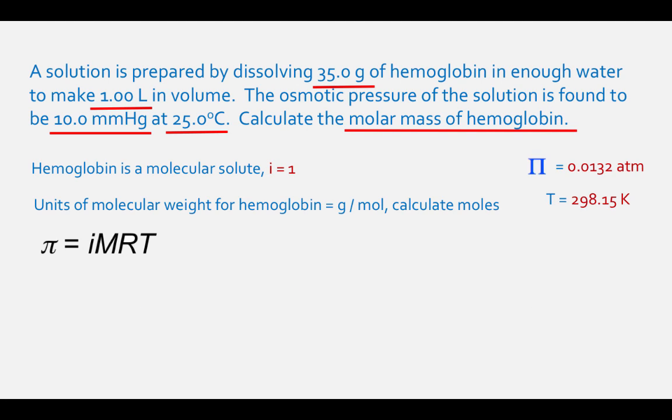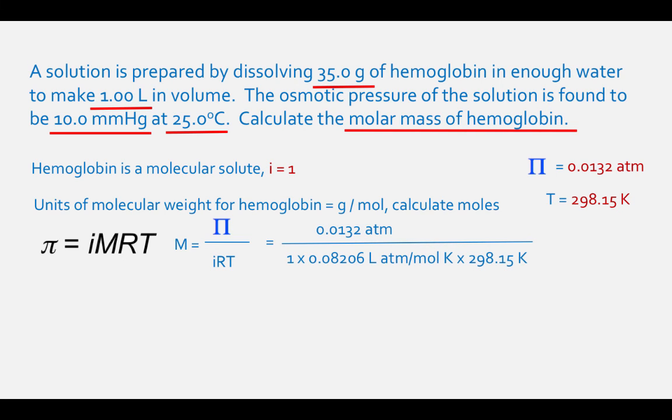So we need to solve for the molarity of the solution. Rearrange the equation to solve for molarity. Molarity equals the osmotic pressure divided by the Van Hoff factor times the gas constant times temperature. Plug the values in to solve for molarity. Molarity equals 0.0132 atmosphere divided by 0.08206 liters times atmospheres per mole times Kelvin times 298.15 Kelvin, which equals 0.000538 molar.